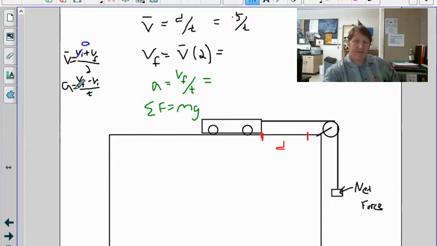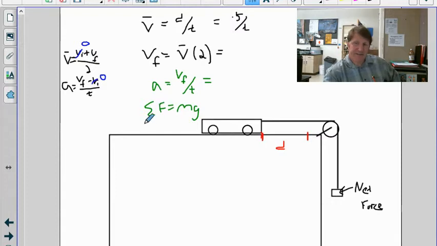So acceleration is our final velocity minus our initial velocity divided by our time. Again, since our initial velocity is 0, it ends up being final velocity divided by time. So our acceleration is our final velocity divided by time.